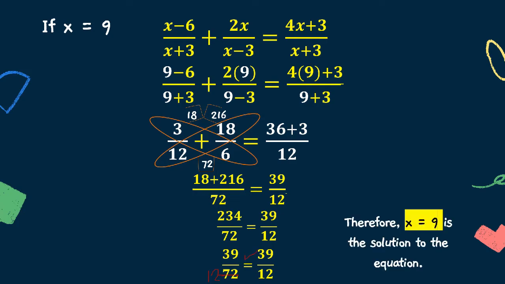Therefore, we can conclude that x equal to 9 is the solution to the equation. This is the true solution to our equation. So, the answer for number 1 is simply 9. This is the solution that we're looking for.